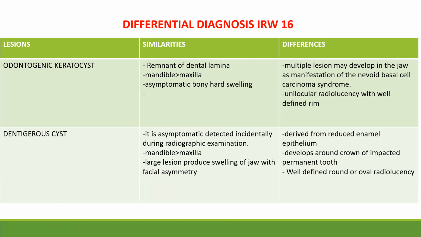With dentigerous cyst, the similarity is that both are asymptomatic and detected incidentally during radiographic examination. The chance of mandible is higher than maxilla. Large lesions produce swelling of the jaw with facial asymmetry. The difference is that it is derived from reduced enamel epithelium, developed around the crown, with radiolucency.